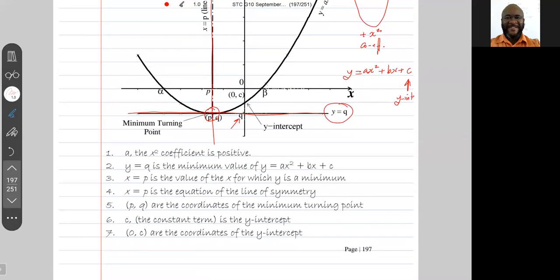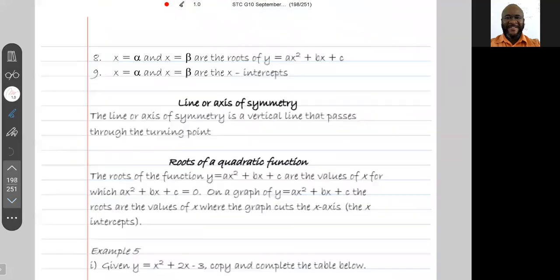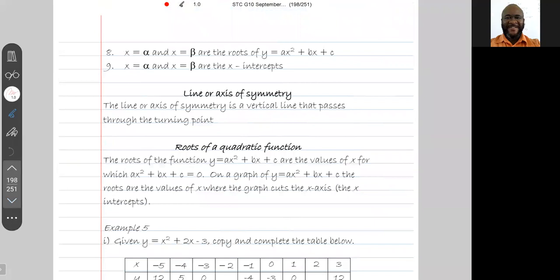Stay with me. These values here, they're called the roots. And since the roots are the values of x where the graph cuts the x-axis, the roots are called the x-intercepts. So turning the page. So x is equal to alpha and x is equal to beta are the roots of y is equal to ax squared plus bx plus c. x is equal to alpha and x is equal to beta are called the x-intercepts.